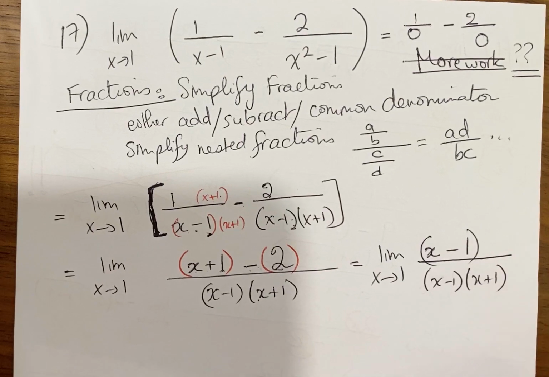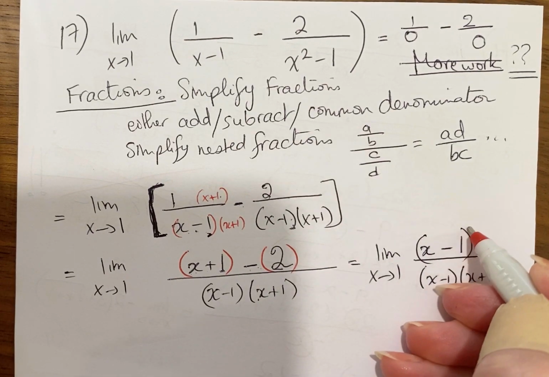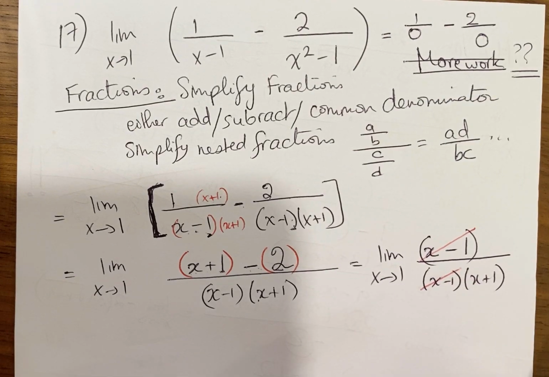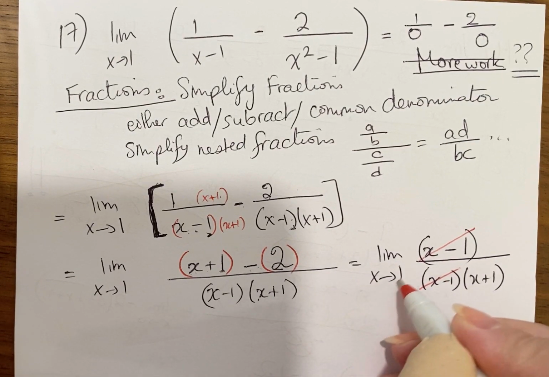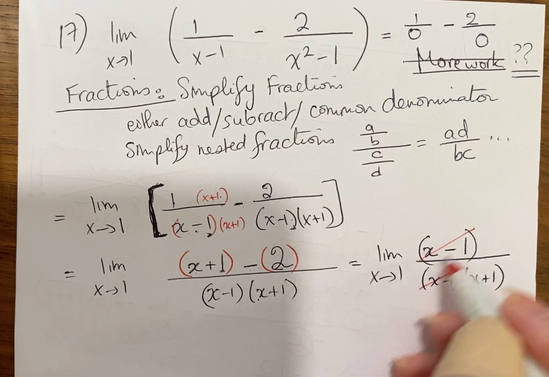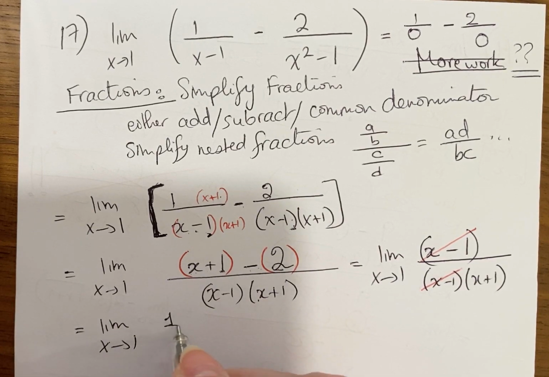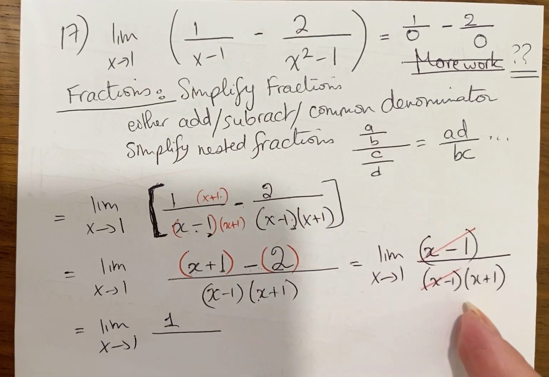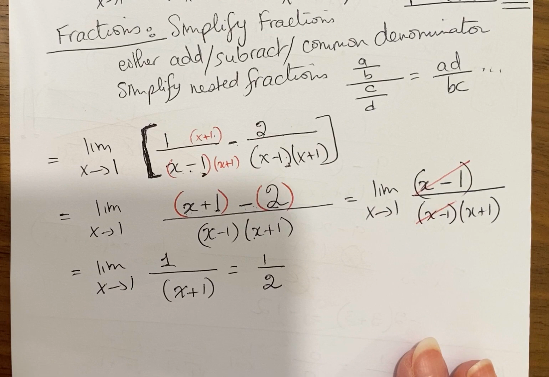I can see where is the problem. Where is the problem? x minus 1 and x minus 1 are causing for me zeros up and down, but because we are approaching 1, not exactly 1, we can cancel this problem. So what do we have left? The limit as x approaches 1 of 1 over, do not forget the 1 over x plus 1, which is 1 over 1 plus 1, 1 over 2.